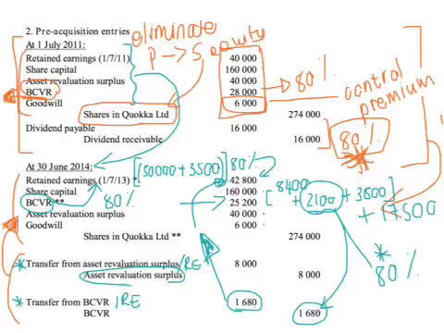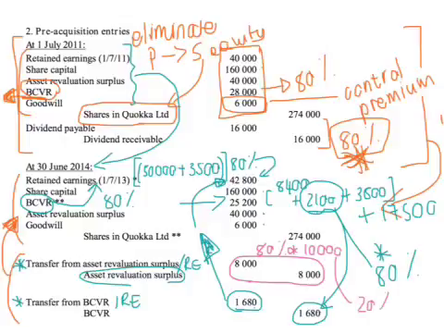So it was $10,000 that was transferred from the asset revaluation surplus to retained earnings, but in this entry we only deal with the parent share of the 10,000, so 80% of the 10,000. Don't forget about the other 20%, as well as in this case the other 20%. Both of those we'll deal with in the NCI calculation.